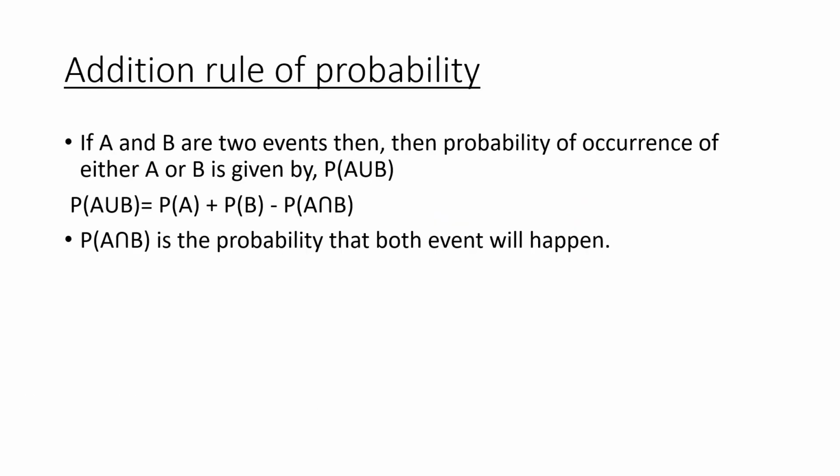Addition rule of probability. If A and B are any two events, then the probability of occurrence of either A or B, or we can also say at least A or B, is denoted by P of A union B. P of A union B is equal to P of A plus P of B minus P of A intersection B. P of A intersection B is the probability that both events will happen.